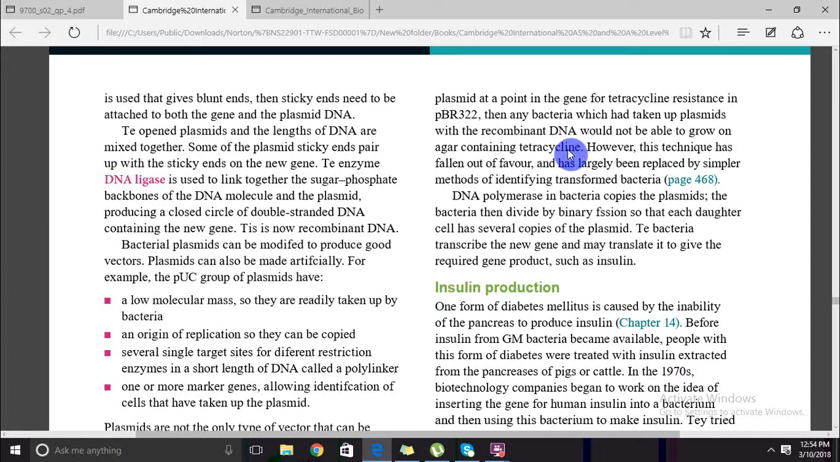replication. So autonomous replication is a possibility, and they have a region called a polylinker, which is basically just a short length of DNA where several single target sites for different restriction enzymes are present, and they also have one or more marker genes. So plasmids all in all are really great, and all this stuff I told you is really important, because these have been more or less specified in the syllabus.